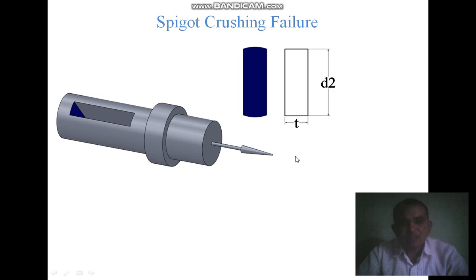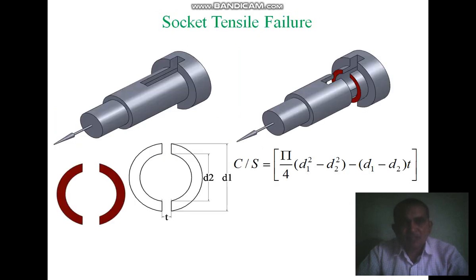The crushing stress is always equal to the tensile stress under some static load conditions, based on the application. So the cross-sectional area is D2 into T, and sigma C is equal to force divided by the cross-section area, D2 into T. So these are the three failures that occur in the spigot.